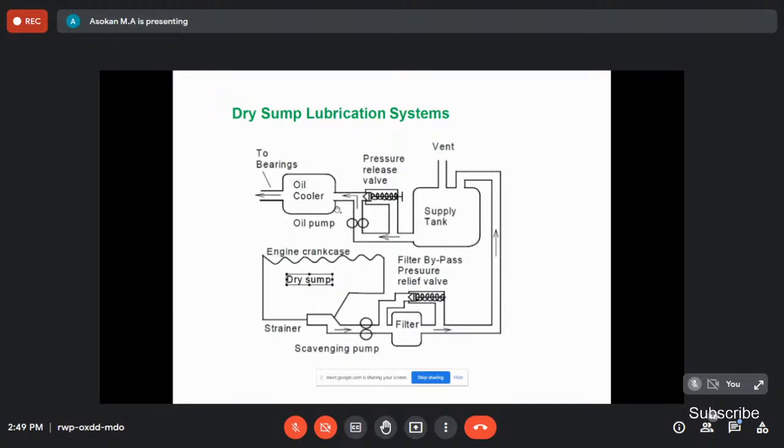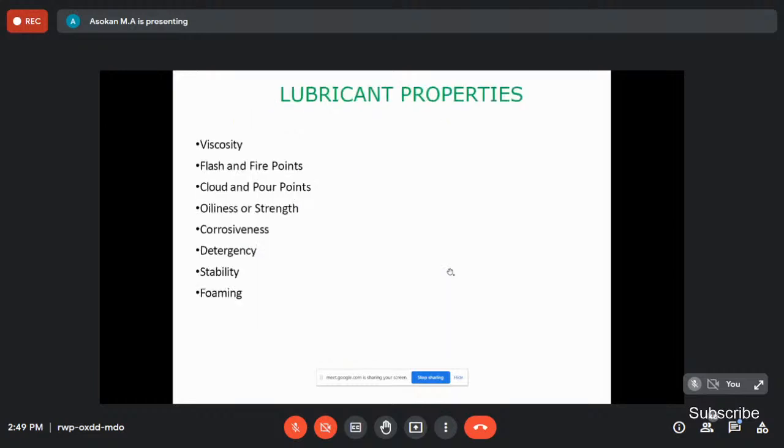There is an oil cooler, which reduces the heat. After that, from the engine, the oil is again resupplied to the dry sump. So the oil is not directly supplied from the dry sump to the engine. We can keep some amount of lubricating oil in the supply tank, so it is always ready. That is the dry sump lubrication system.